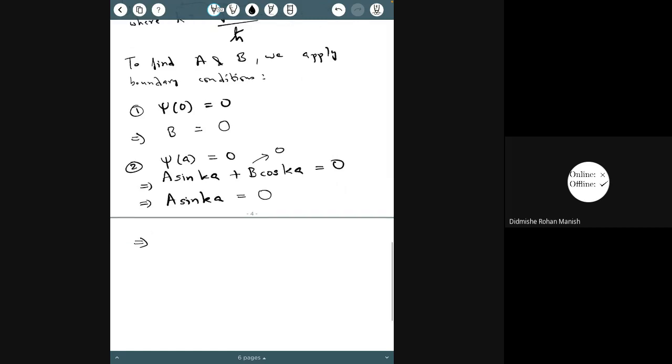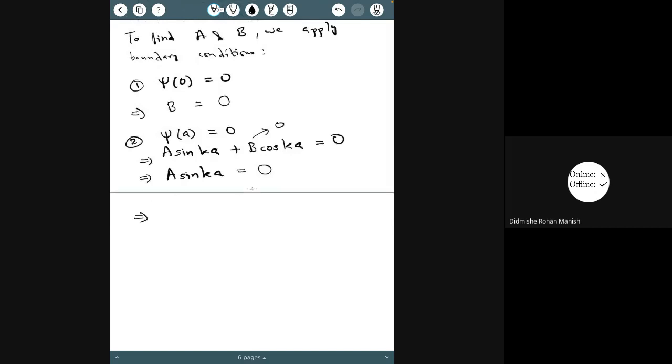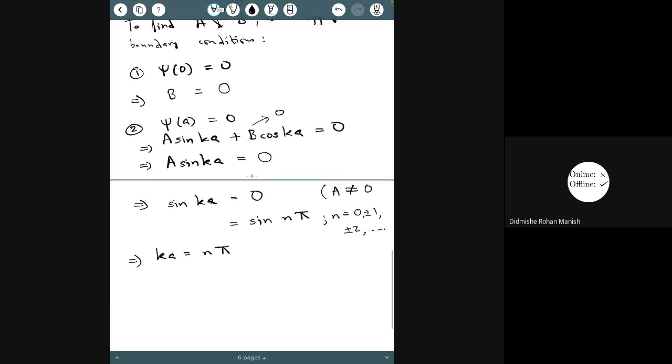And then that implies that sine ka, and so A is certainly not 0, because if capital A was 0, then my wave function would be 0 everywhere. So assuming A not equal to 0, sine ka is equal to 0, which means it is equal to sine of n pi, where n is equal to 0, plus minus 1, plus minus 2, etc. Okay, which means ka is equal to n pi. Fine.